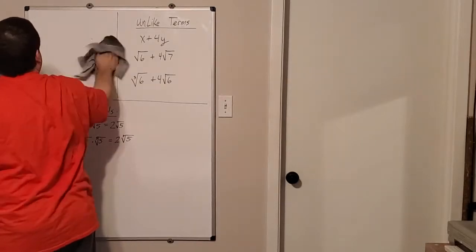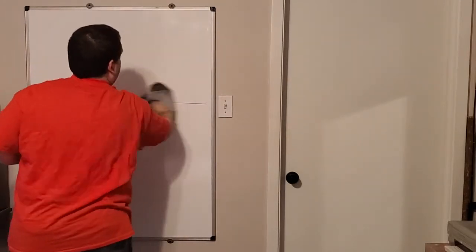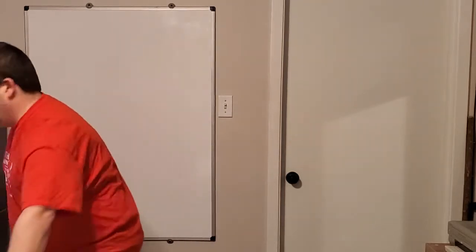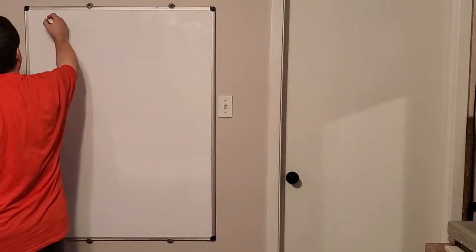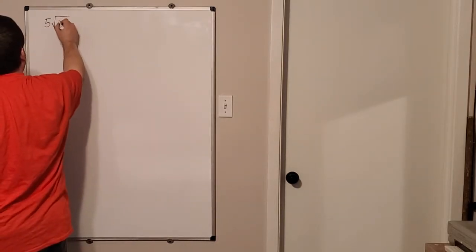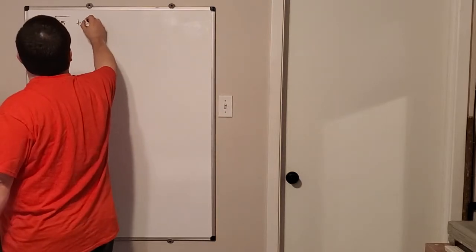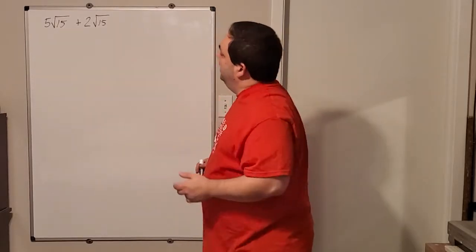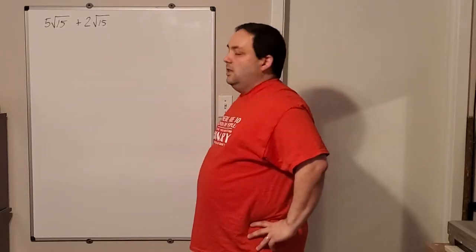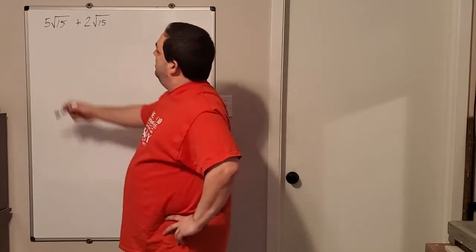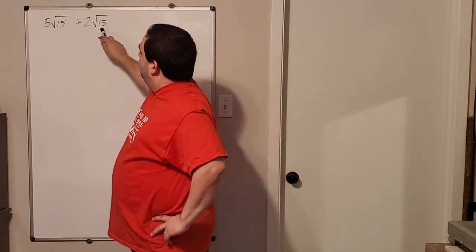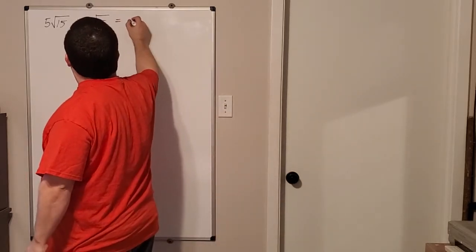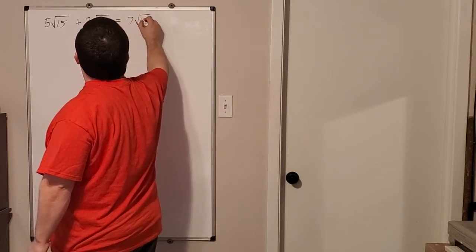Some examples here. Okay. So first example, 5 square root of 15 plus 2 square root of 15. Right? I'm following the file we have here. So this is just like the like terms that we had in the beginning. You can see the square root is the same. The 15 under the square root is the same. So they are the same radical. In which case, I'm going to get 7 square root of 15.